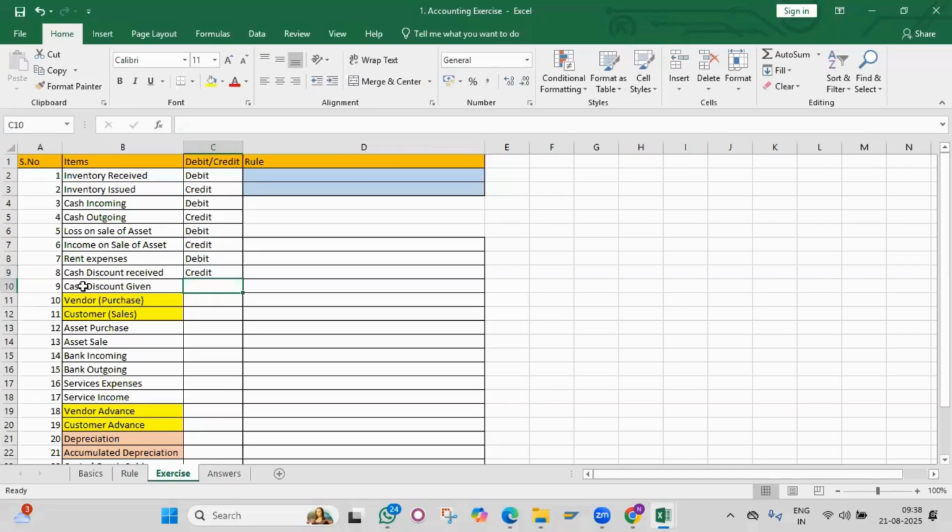Okay. Now cash discount given. We are giving a discount. It's a debit. It's an expense. You cannot say loss; it's an expense for us.